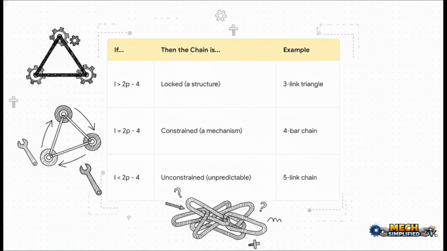3 links, like a triangle. The formula tells you it's locked solid. It's a structure. 5 links, it's an unconstrained wobbly mess. But 4 links, that's the magic number. It's a constrained mechanism, the basis for literally thousands of machines.